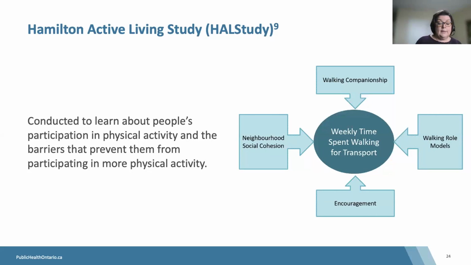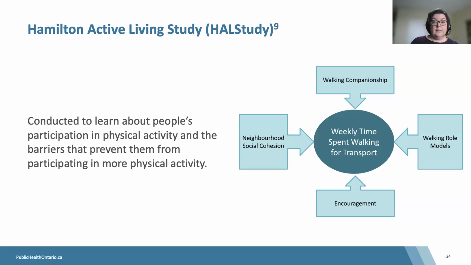There were 30 neighborhoods in Hamilton that were targeted using a stratified random sampling, and measurement was done by phone interview, a 7-day time use diary with GPS tracking, and personal questionnaires. And each of those 4 domains were measured using Likert scale questionnaires.